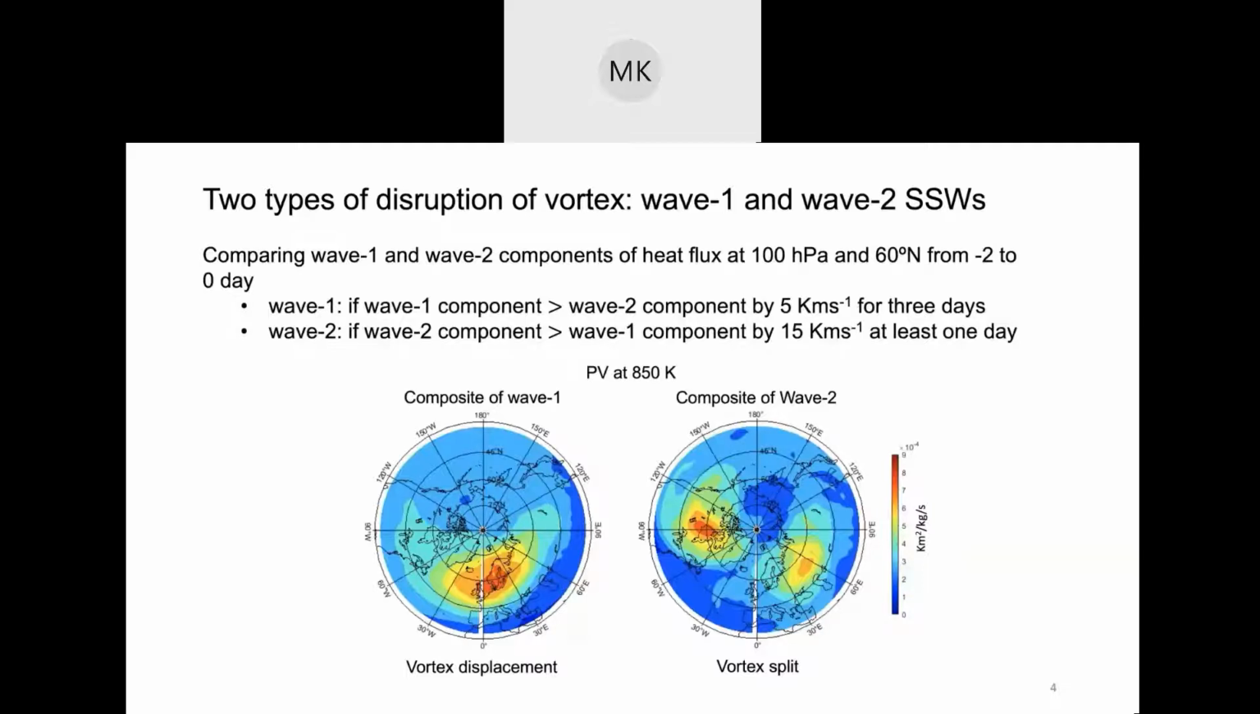And here we show the spatial pattern of PV at 850 Kelvin. On the left, it shows the PV composite of wave number 1 events. It is characterized by the vortex displacing off from the pole to mid-latitude. And on the right, it shows the PV composite of wave number 2 events, and it is featured by the vortex splitting into 2 parts. And this is what we saw in the animation.